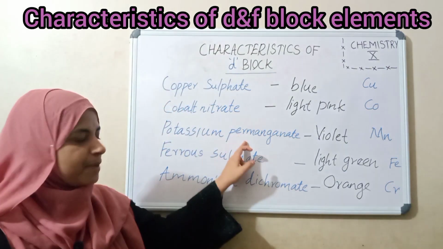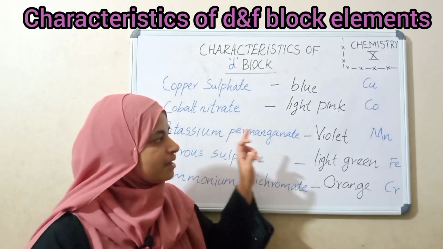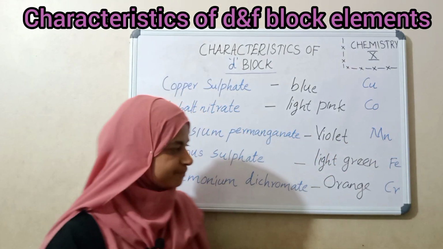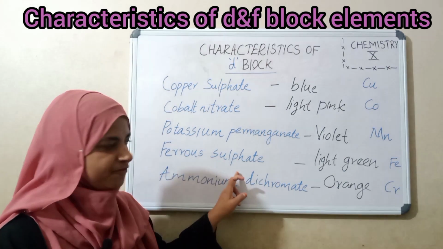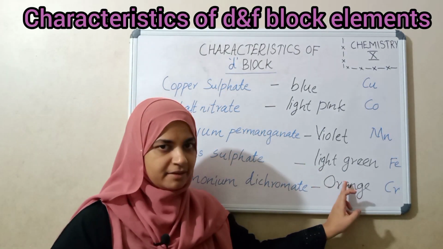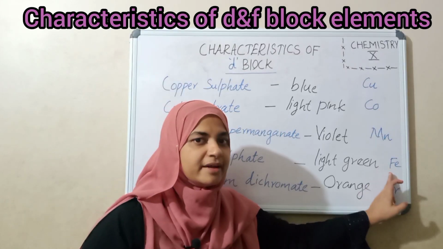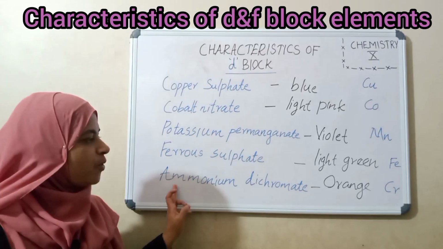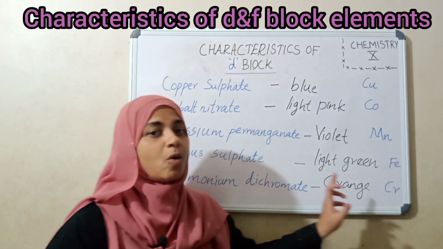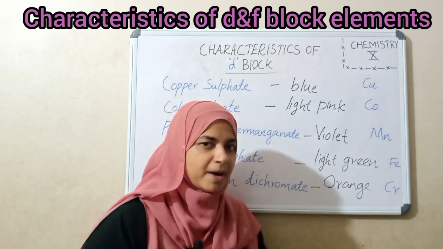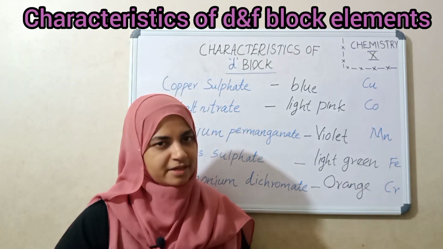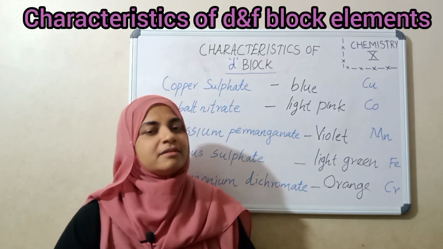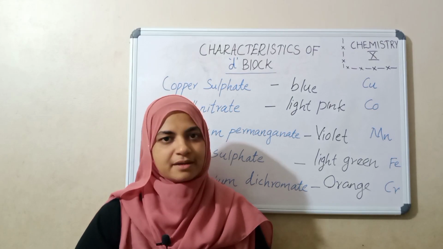Next is potassium permanganate. Here its color is violet. This color is given by the manganese ion. Next one is ferrous sulfate. Its color is light green. The color is given by the iron, that is ferrum, ion. Next, ammonium dichromate. Its color is orange. This color is given by the chromium ion. That is most of the colored salts. Here transition elements are present.